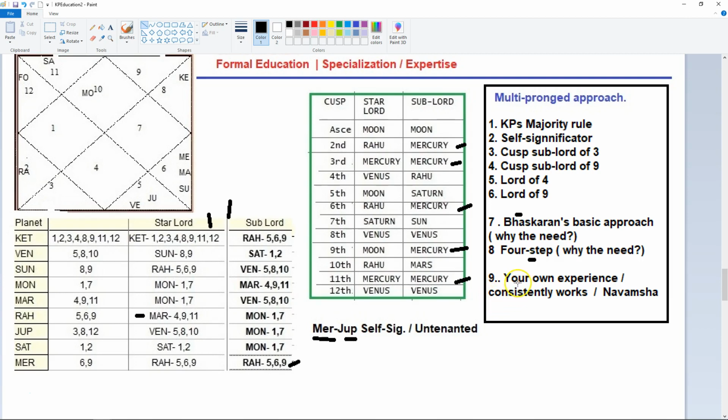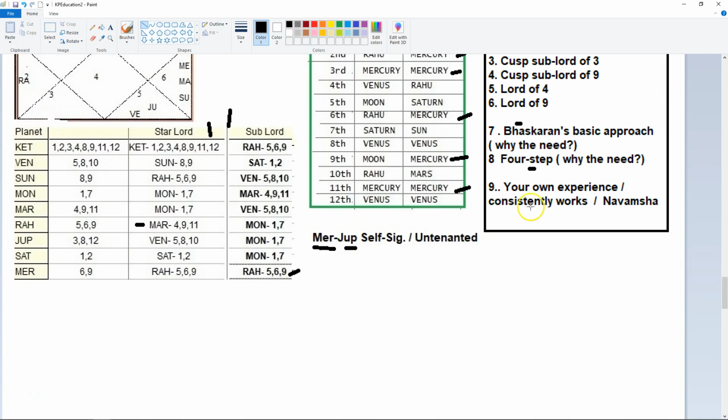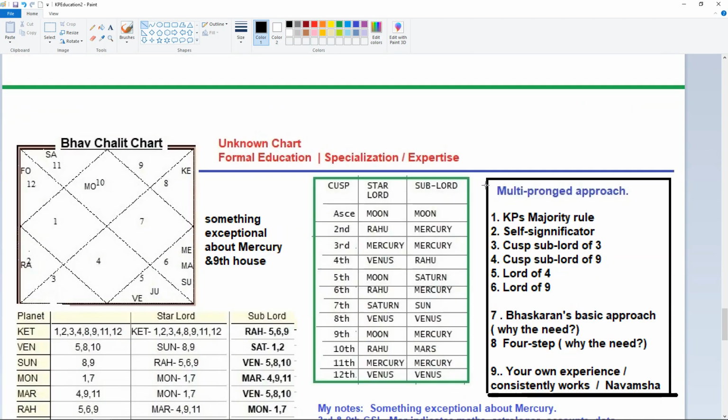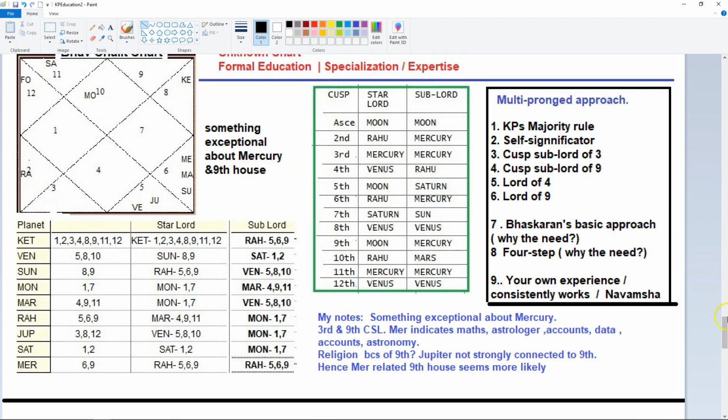So by applying all these various multi-pronged approach rules, we analyzed that Mercury seems very strong in this horoscope, and we are now sure by applying the four step and Bhaskaran method, which I have not discussed, and the Navansh method also, which I have not discussed. So we say, okay, now we are confident that in this chart, this particular person must have some area of specialization. So then we write our finding.